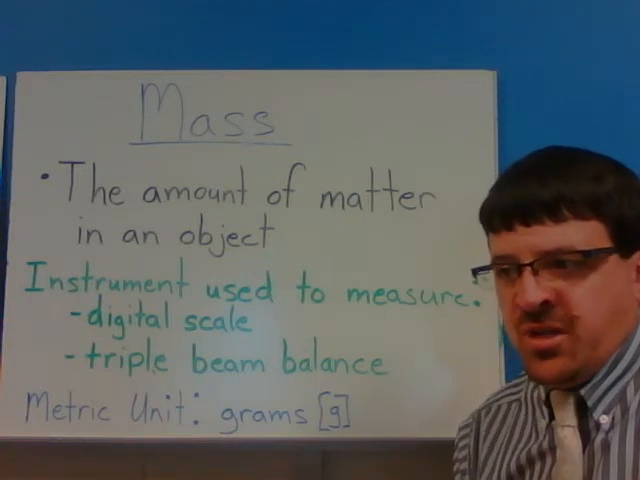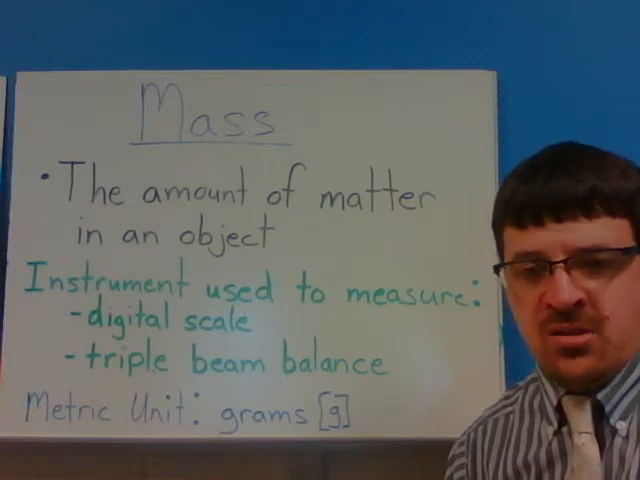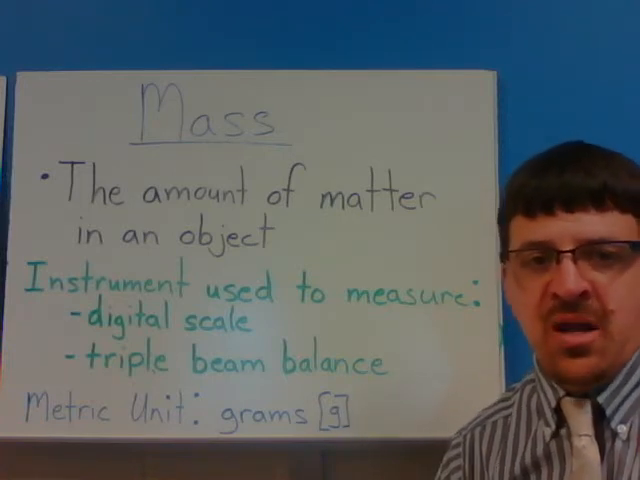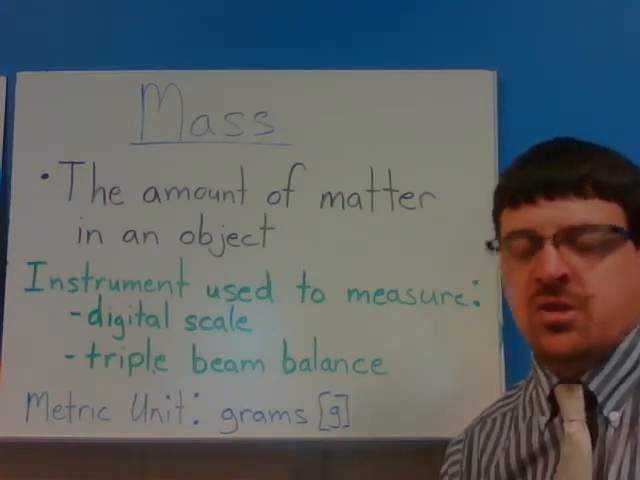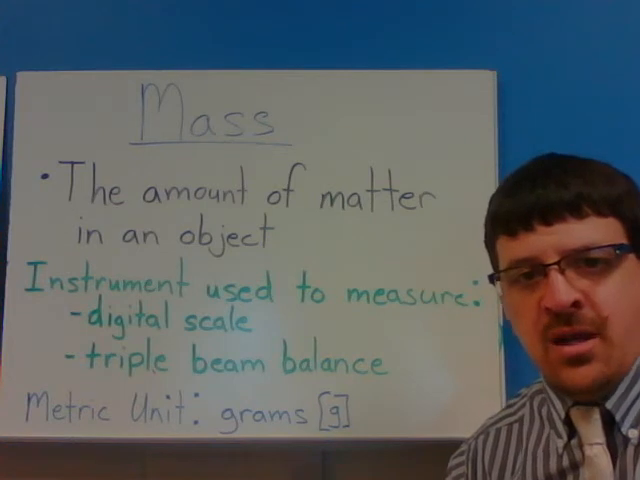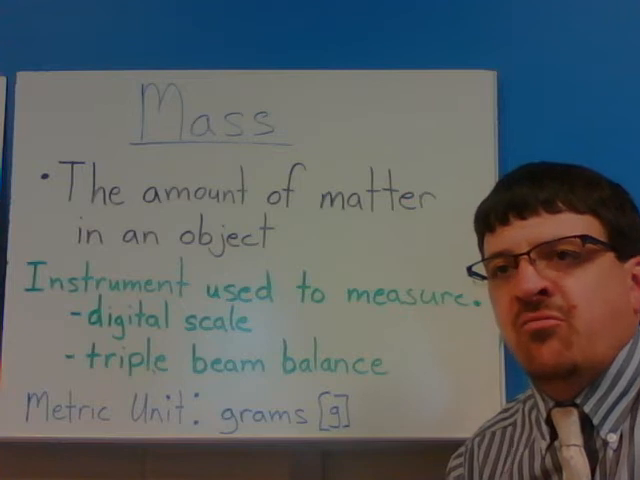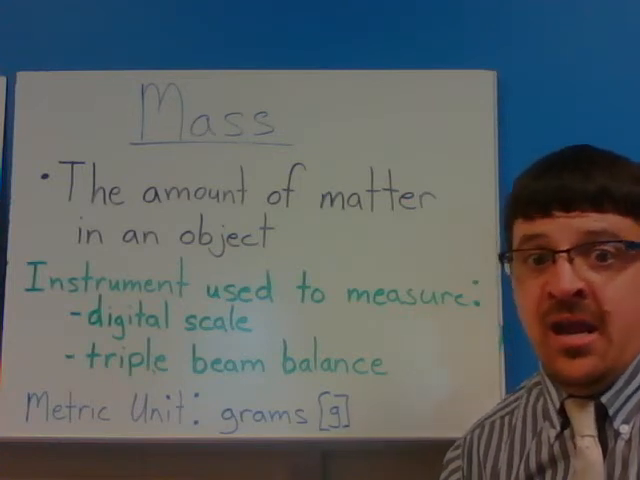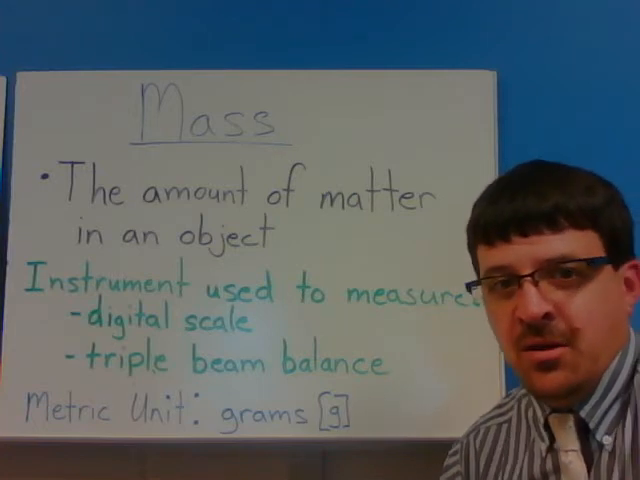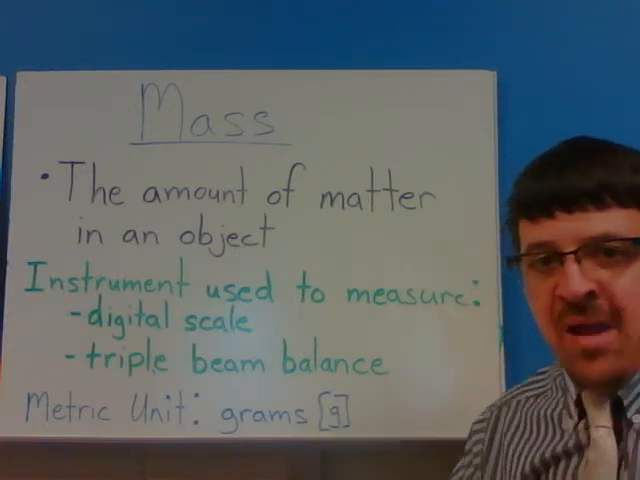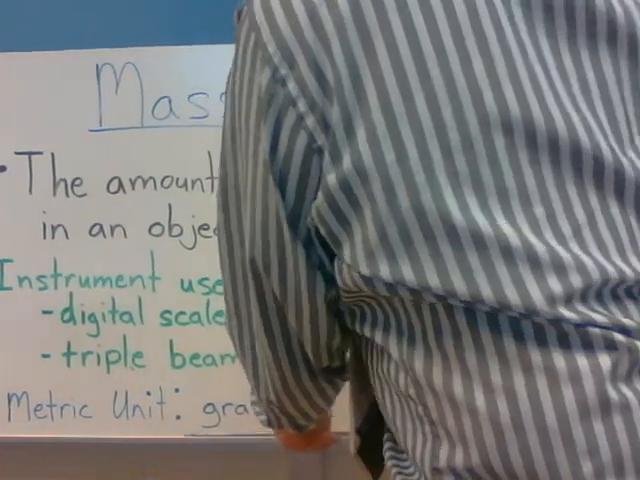Now, if you're trying to find the mass of a rock like you did in the lab the other day, you will just put the rock on the digital scale or the triple beam balance. The unit that we typically use is going to be grams. Yes, you could use kilograms, you could use pounds, but in earth science and science in general, we typically use the metric system. But it's the amount of matter in an object. I have more matter than my son does. My son's a few years younger than me, but I have more matter. Now, moving on.